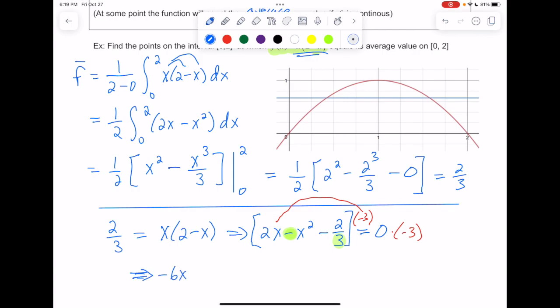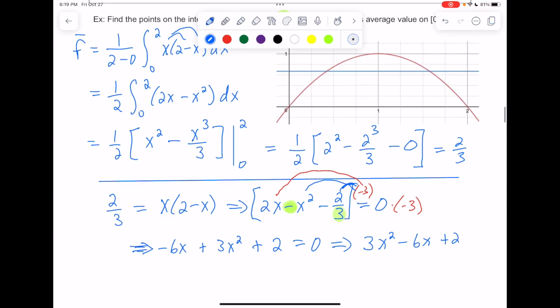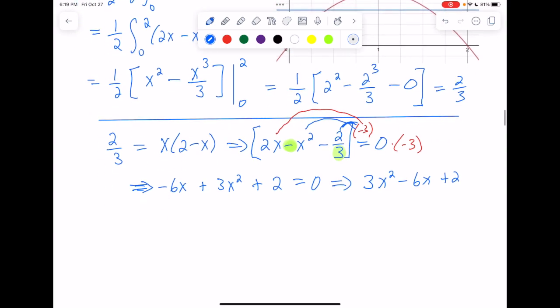And then -3 times -x squared is positive 3x squared. When we do the last multiplication right here, the two negatives make a positive, the 3's cancel, and we just get the 2 equal to 0. Just putting this in descending order, we have 3x squared minus 6x plus 2. All right, so we need to solve that somehow.